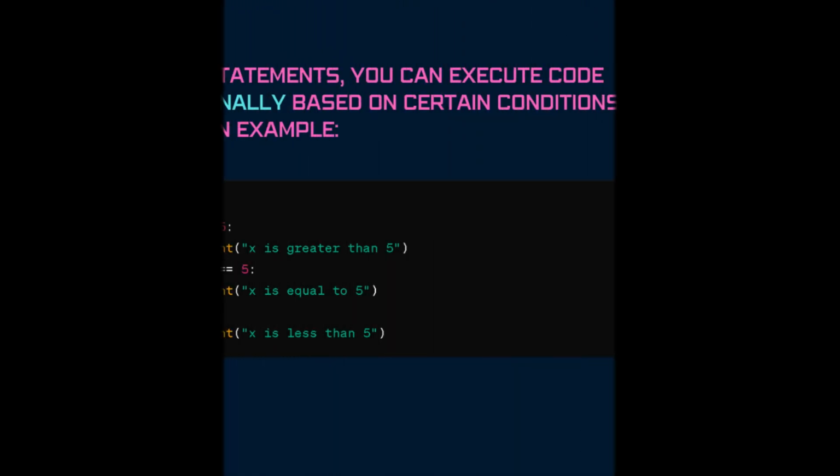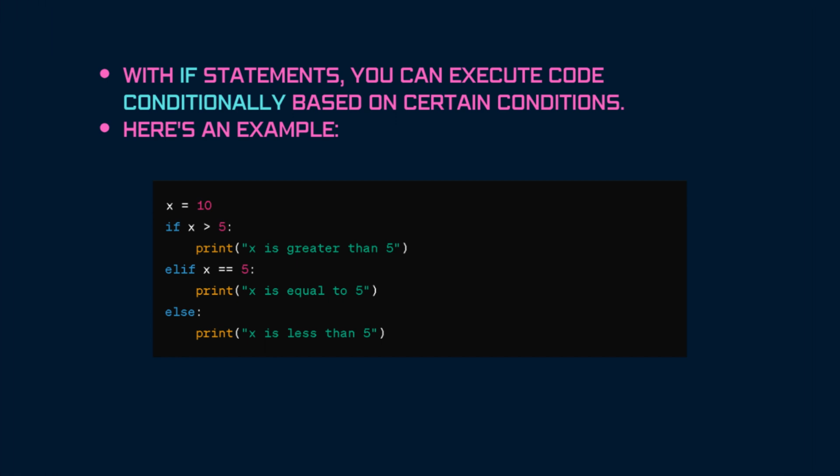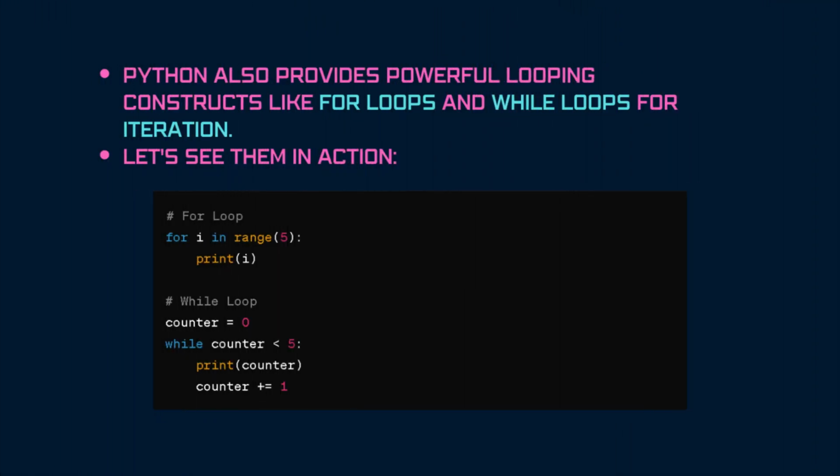Now that you're familiar with variables and operations, let's explore control flow. Control flow structures like if statements and loops help in decision-making and repetition. With if statements, you can execute code conditionally based on certain conditions. Here's an example. Python also provides powerful looping constructs like for loops and while loops for iteration. Let's see them in action.